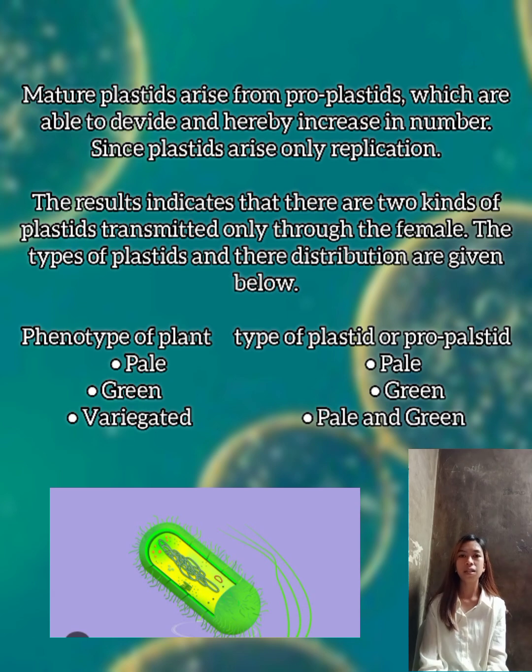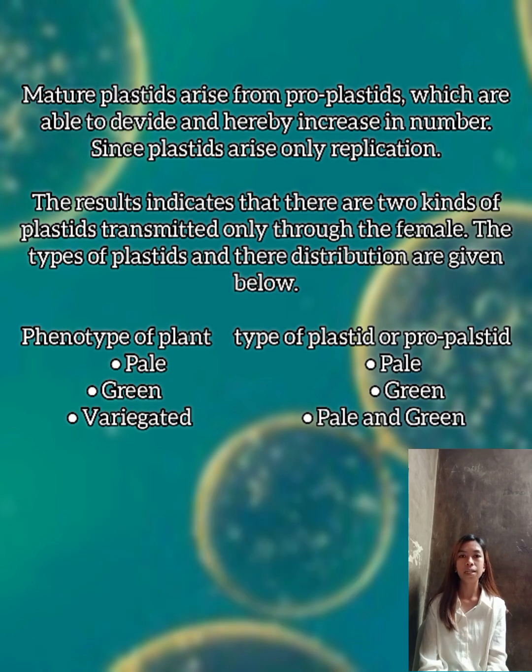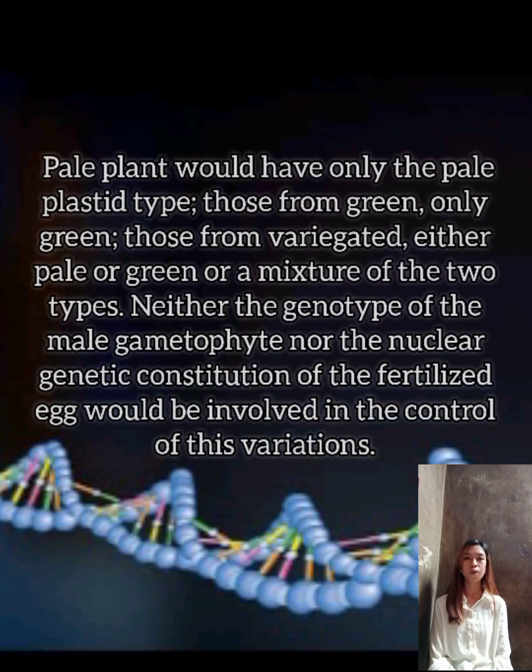The results indicate that there are two kinds of plastids transmitted only through the female. The type of plastids and their distribution are given below. Phenotype of plant: pale, green, variegated. Type of plastid or proplastid: pale, green, pale and green. The pale plant would have only the pale plastid type, those from green only green, and those from variegated either pale or green or a mixture of the two types. Neither the genotype of the male gametophyte nor the nuclear genetic constitution of the fertilized egg would be involved in the control of the variations.